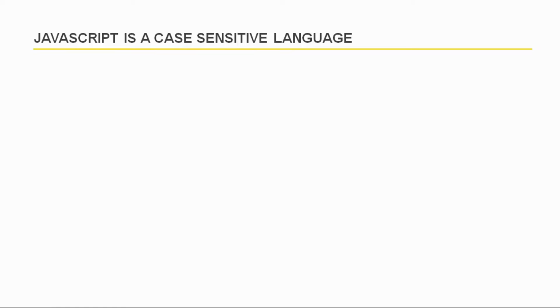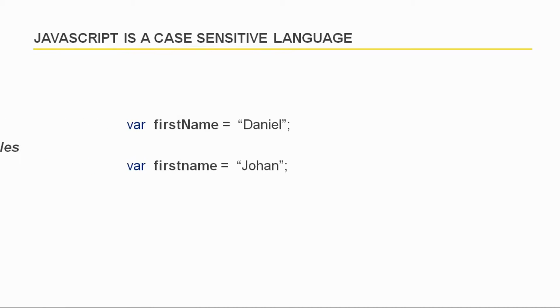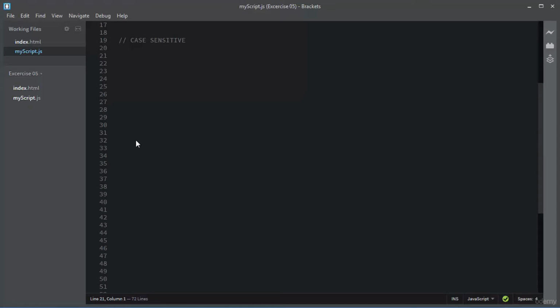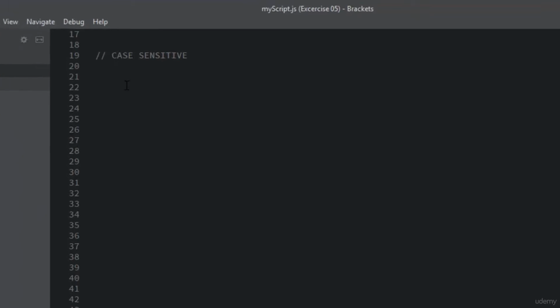JavaScript is a case sensitive language. The variable firstName with upper N and the variable firstname with lower n are two different variables. So you have to take care of case sensitivity in JavaScript language. It is not just about variables. JavaScript case sensitivity also applies to JavaScript keywords, function names, event handlers, and object properties. Let me give you an example of case sensitivity in JavaScript. I will use variables for that.